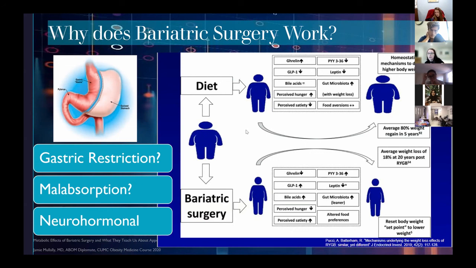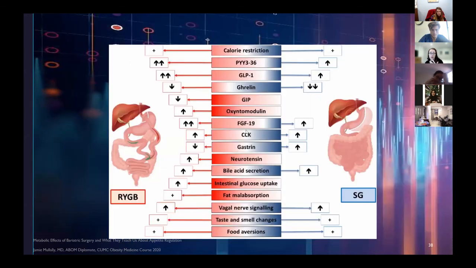And see, it's an average 80% weight regain in 5 years. Bariatric surgery, for reasons that I'm happy to discuss, but I don't want to go over time, actually decreases your leptin levels. It increases your GLP-1 level. It increases your PYY level. And that has to do with the diversion that happens. And you basically have a new set point. And that's why we think it's so effective, and so effective long-term, especially for metabolic syndrome.